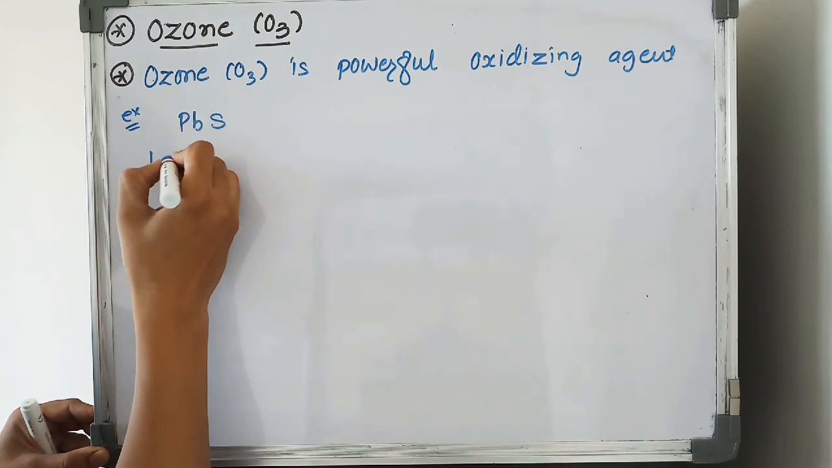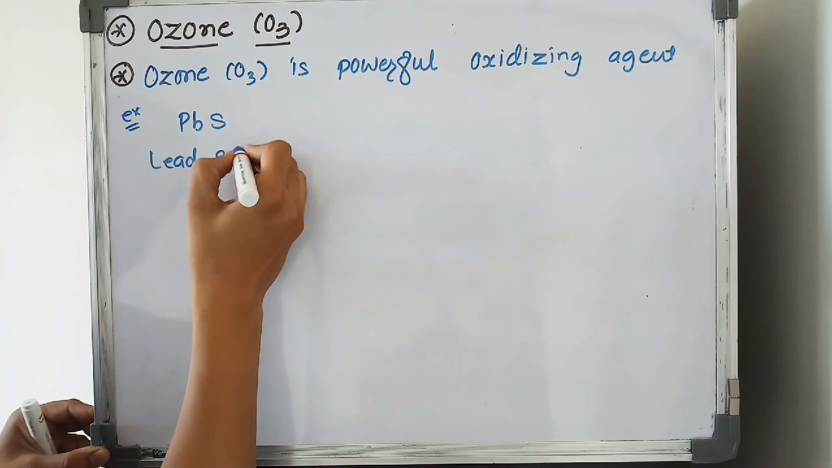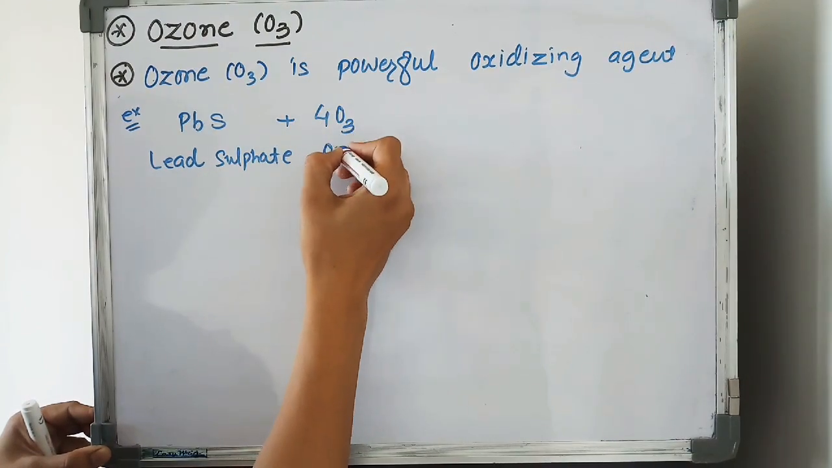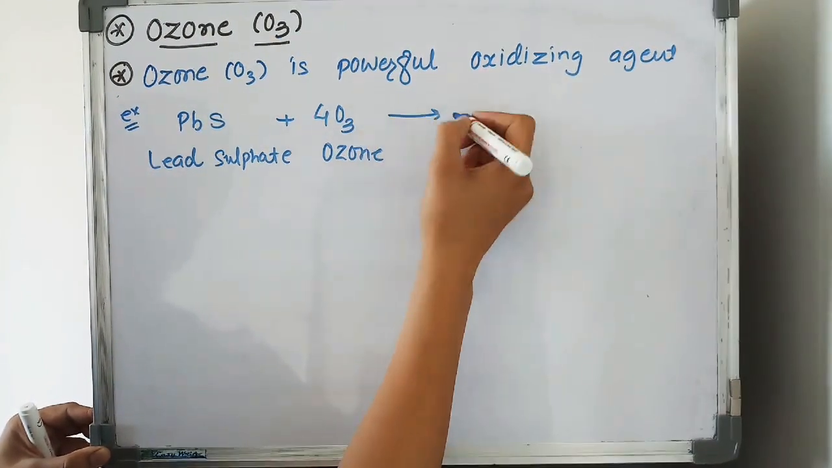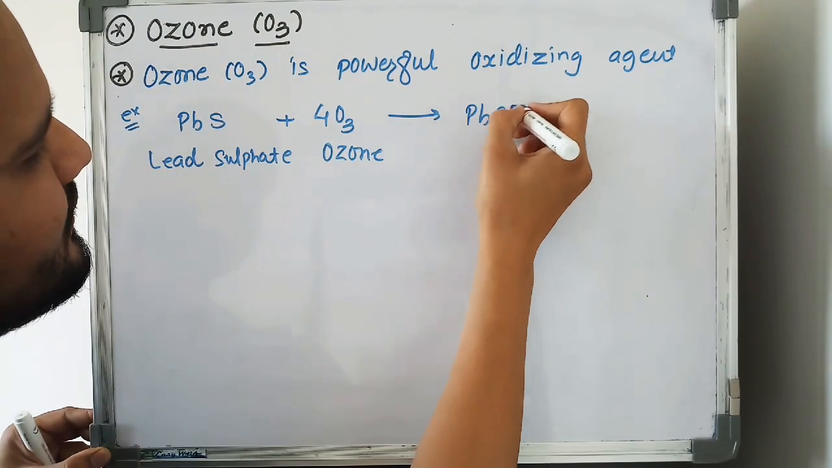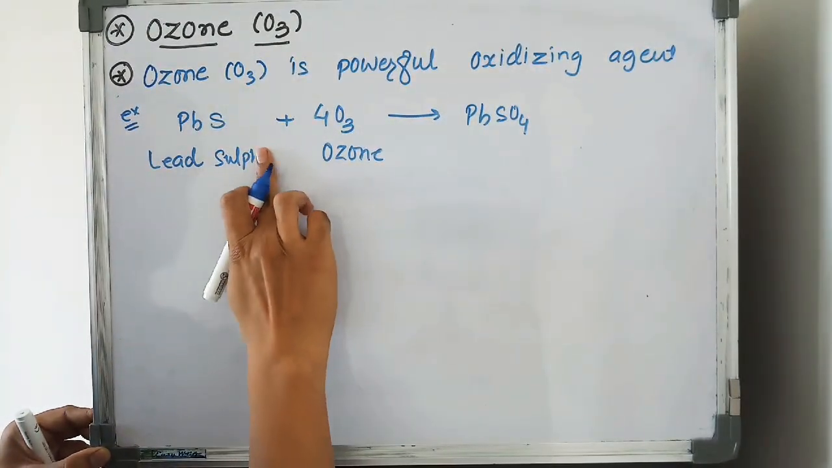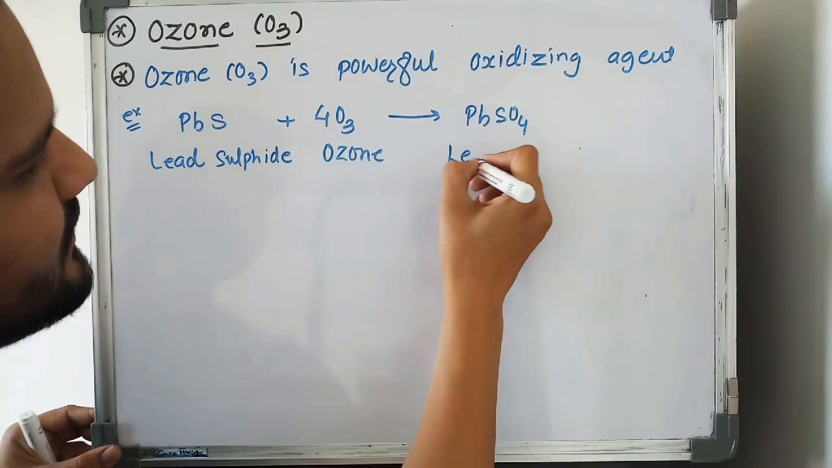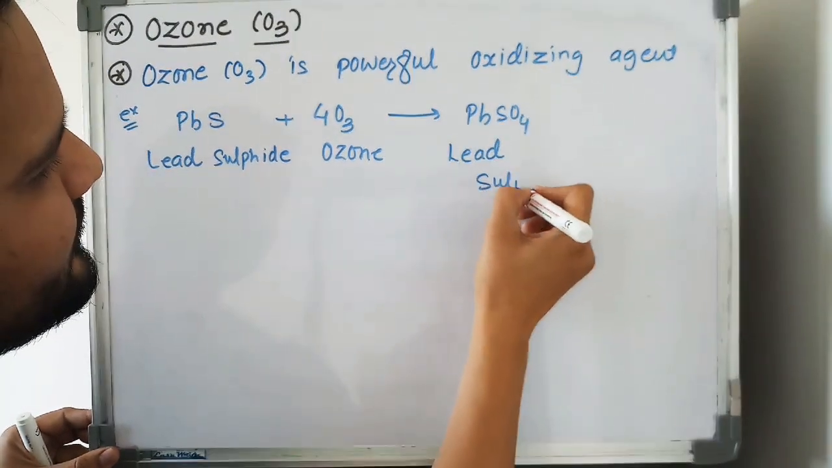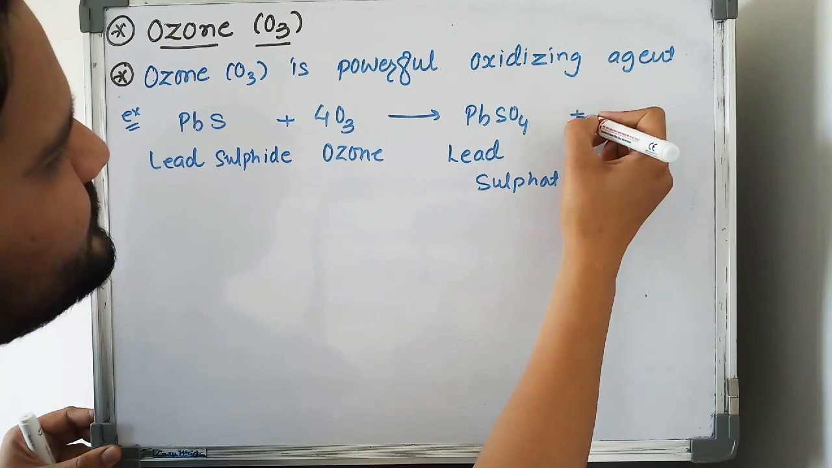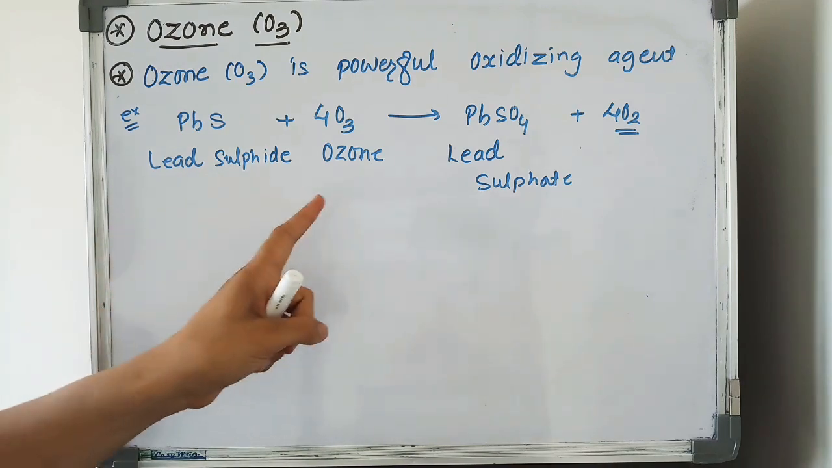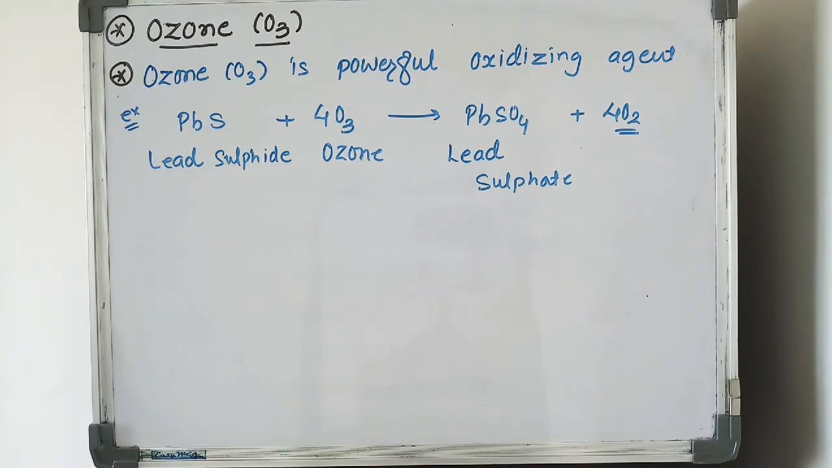Lead sulfide on its reaction with ozone gives lead sulfate, plus during this reaction oxygen is released. So on the basis of this reaction we can say that ozone is a powerful oxidizing agent.